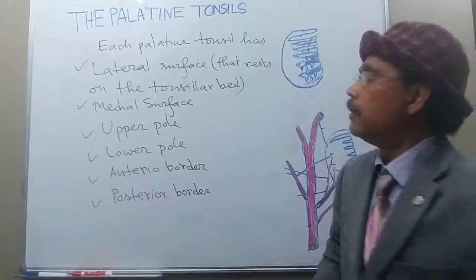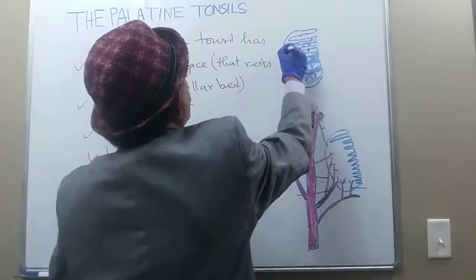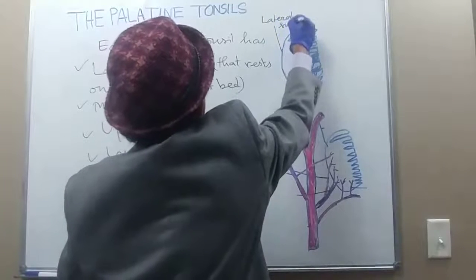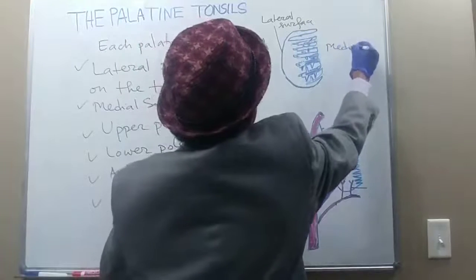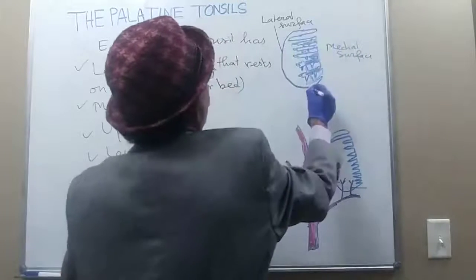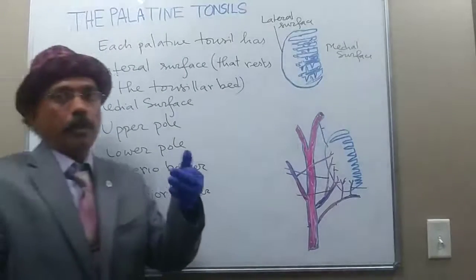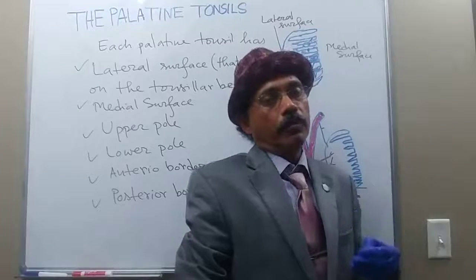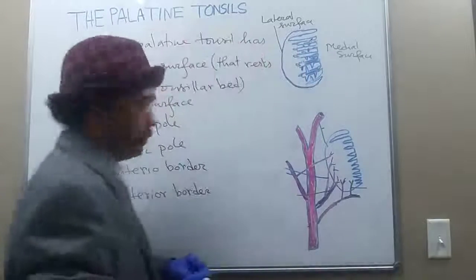The palatine tonsil has a lateral surface. This is the lateral surface. This is the medial surface. The upper pole is here, the lower pole is here. We also have the anterior border that is overlapped by the palatoglossal fold, and the posterior border that is overlapped by the palatopharyngeal fold. We got that?